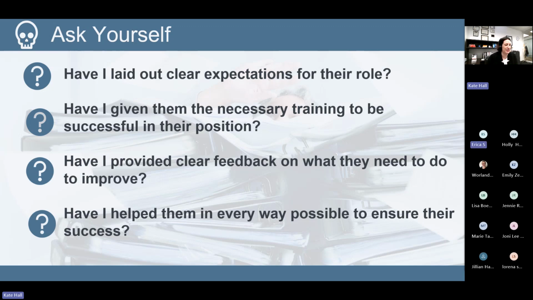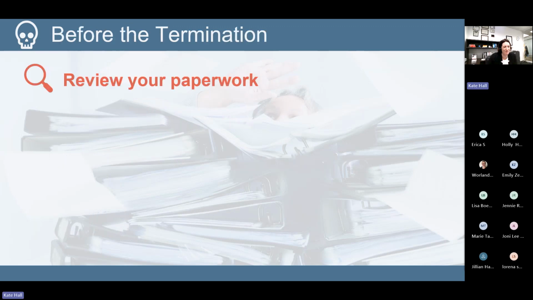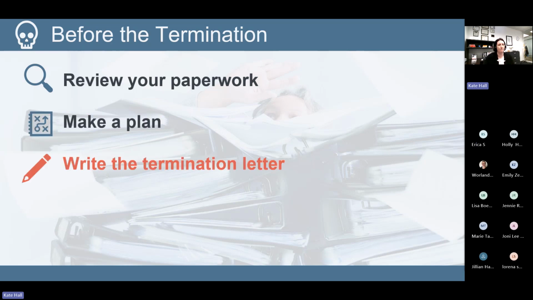So you can also screenshot this if you want to. I keep these printed out by my desk. Making sure you have all of your paperwork in order, keeping track of things, helps for a number of reasons. There's a lot of steps to take, so you want to make a plan. You need to think about the technology, the passwords. We're going to talk about offboarding in just a sec.